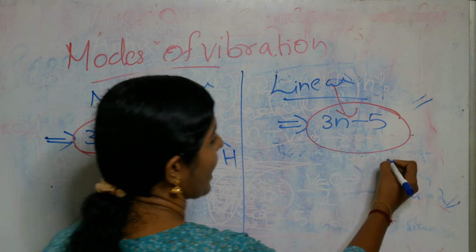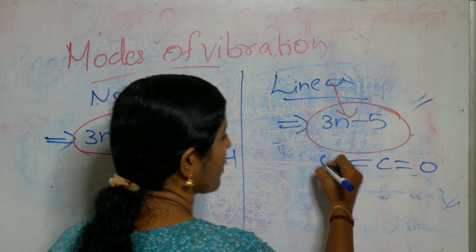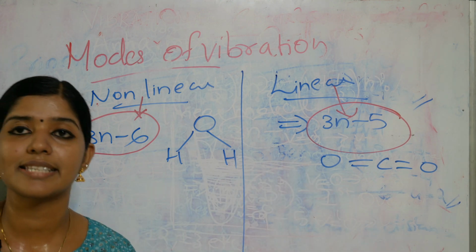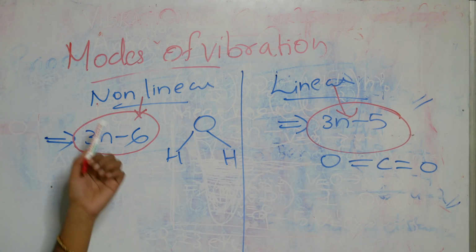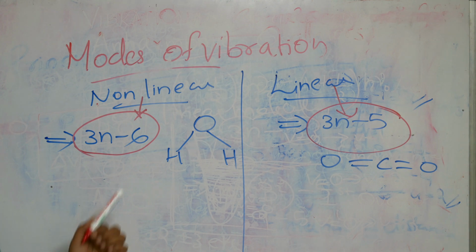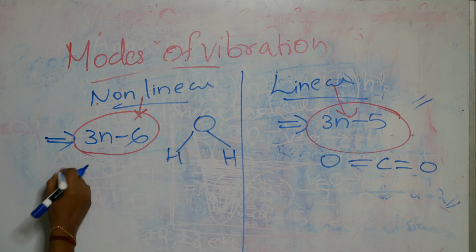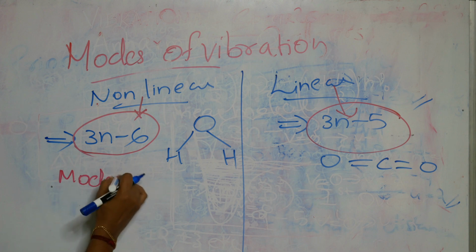Now here we considered the example of carbon dioxide. So for a linear molecule we can take the example of carbon dioxide, and for a non-linear molecule we will be considering the example of water. Now let's calculate the number of modes of vibration for water.